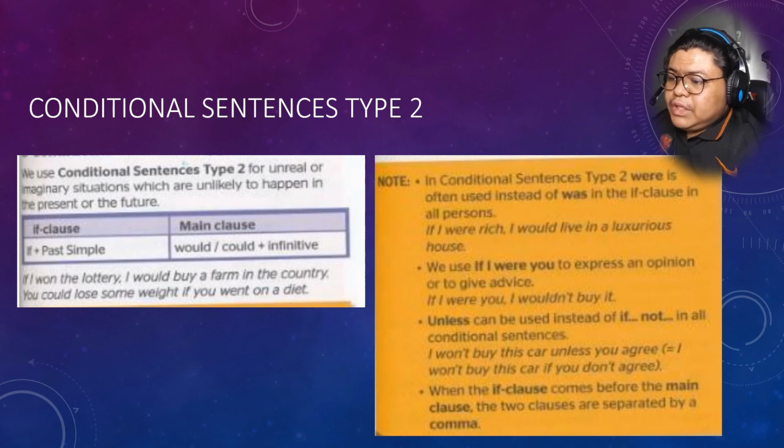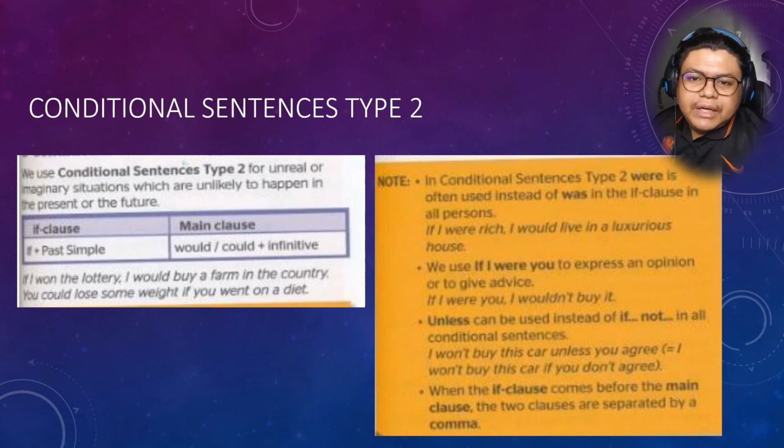Okay, another note. We used if I were you, okay, to express an opinion or to give advice. Yang ini biasanya kita akan dengar lah, if I were you kan. Okay, kalau saya awak, kalau if I were in your position, ataupun yalah, kalau saya ni bila kita nak bagi pandangan lah pada orang tu kan. Okay, if I were you, kalau saya ni awak, contohnya kan, bila kita nak bagi advice, if I were you, I wouldn't buy it. Okay, if I were you, I wouldn't buy it. If I were you, I will watch the video until the end, for example.